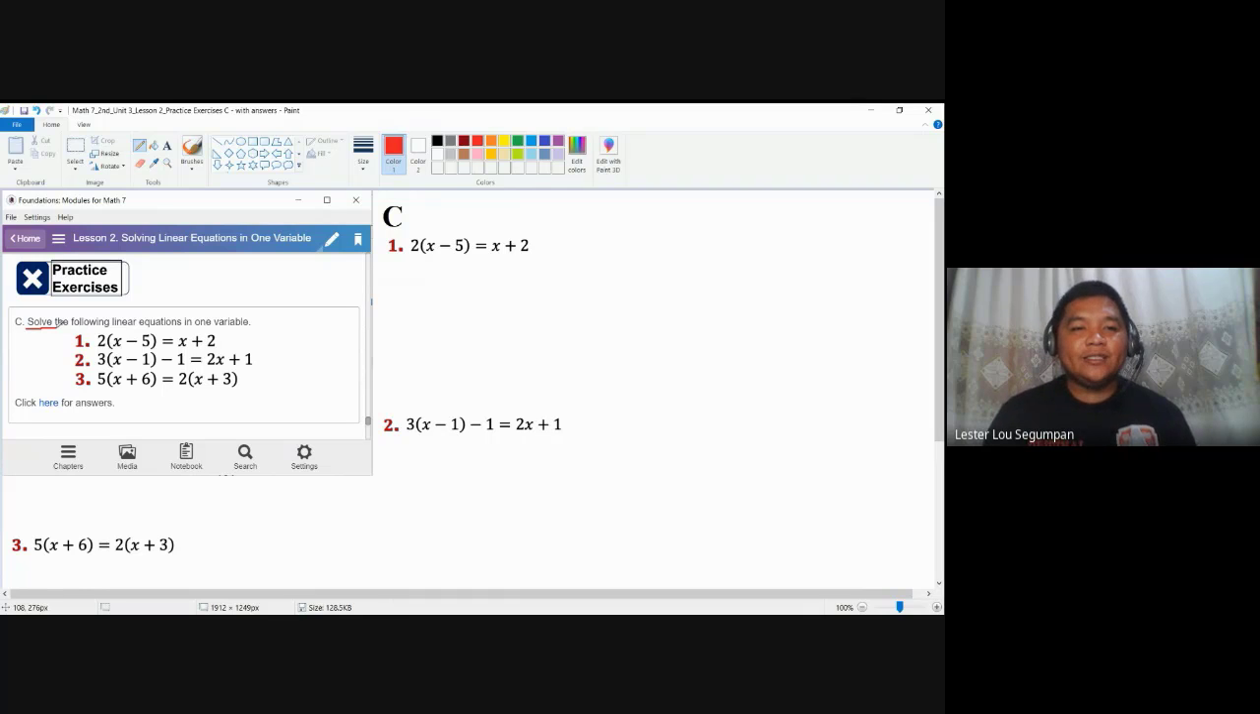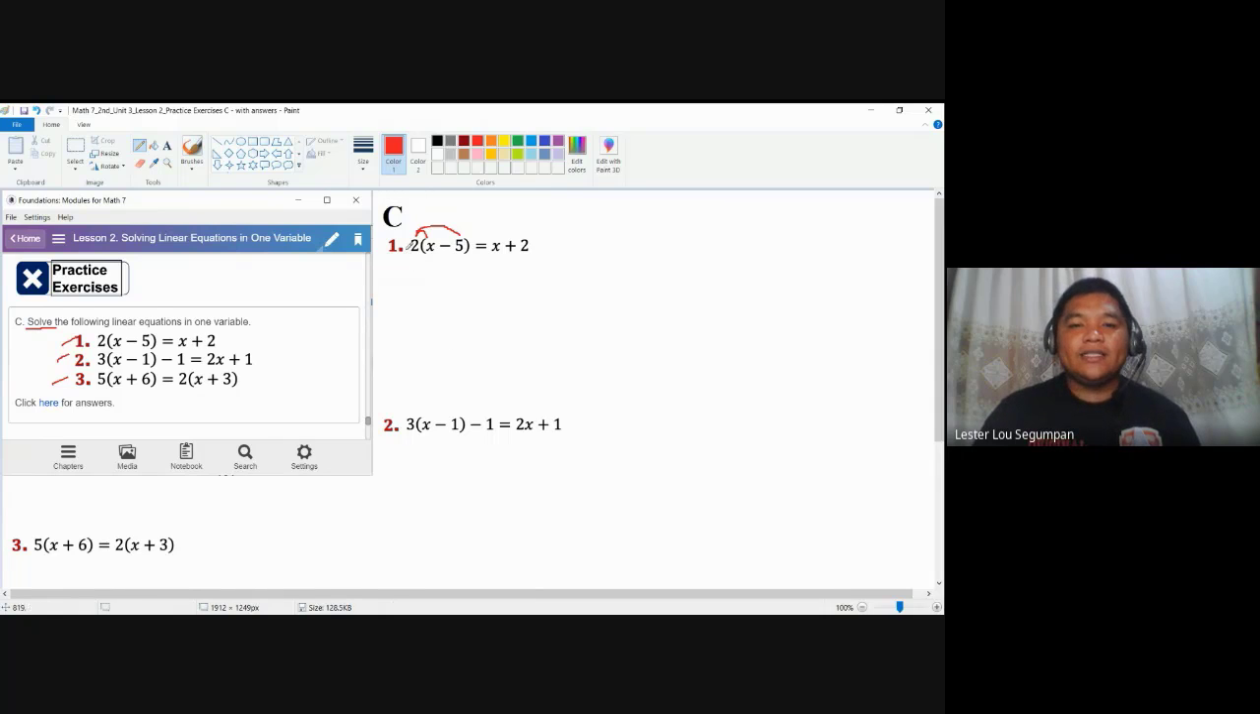The only difference between this practice exercise and the previous one is that we have included the presence of grouping symbols, such as the grouping symbol for x minus 5, for x minus 1, for x plus 6, and for x plus 3. When you have this grouping symbol, you just simply need to use the distributive property as it is. Okay, so let's start with number one.